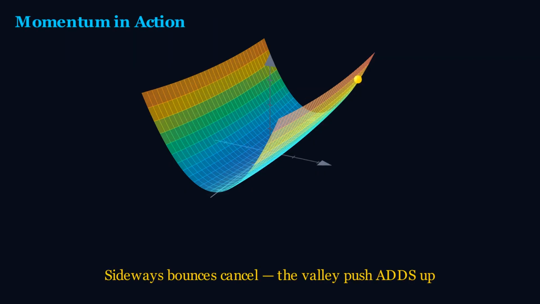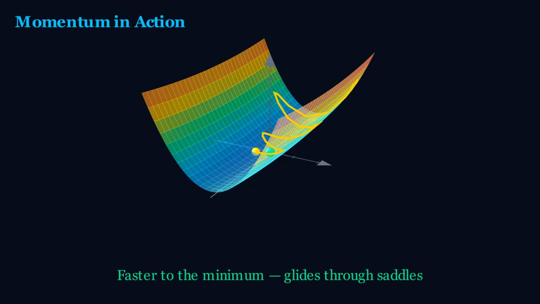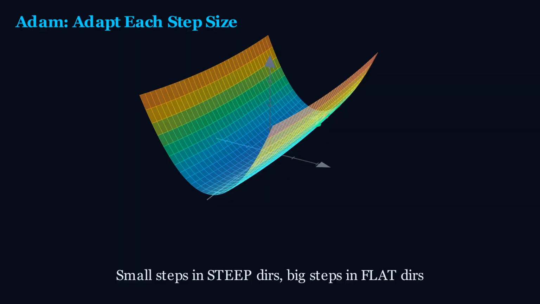Watch the difference. The oscillations across the walls cancel out, because they keep flipping direction. But the steady push down the valley adds up step after step, building real speed. So the ball accelerates along the useful direction and damps the useless one. It reaches the minimum far faster, and glides straight through small bumps and saddle points that would trap plain gradient descent.